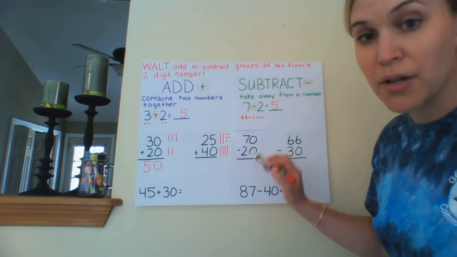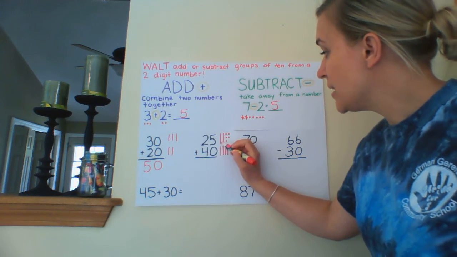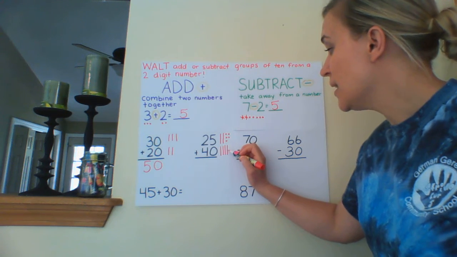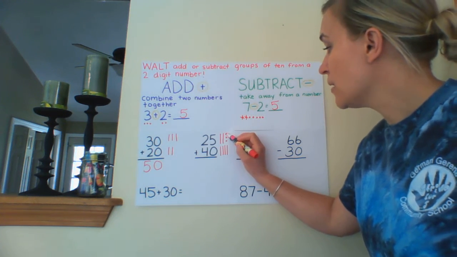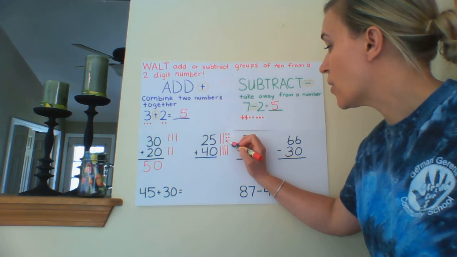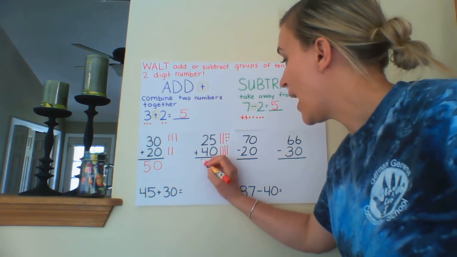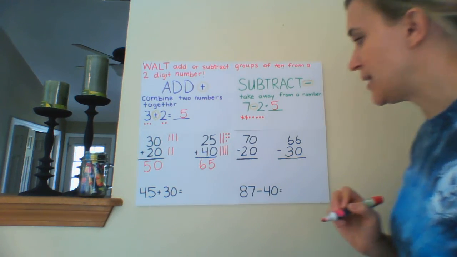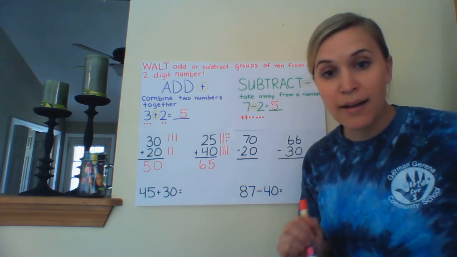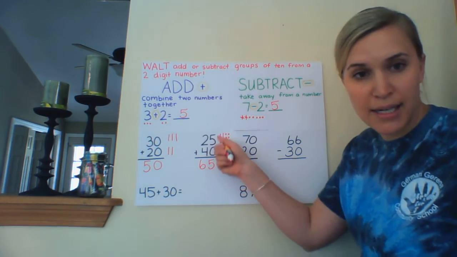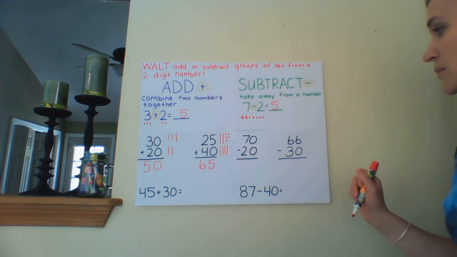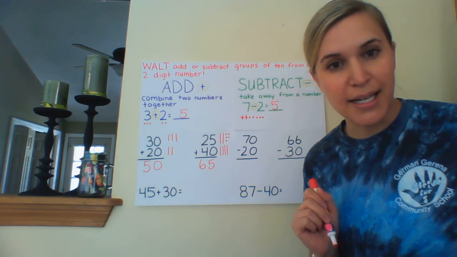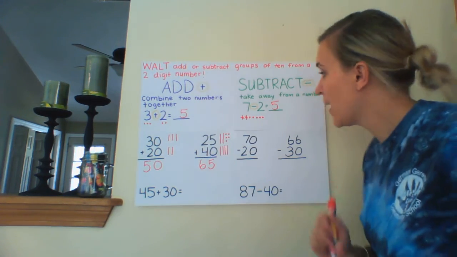I'm going to count the tens first from both numbers. 10, 20, 30, 40, 50, 60, 61, 62, 63, 64, 65. So I have 6 groups of 10 and 5 ones, which makes 65. It's important when you add that you count all of your 10 sticks. Great. So that is how you add using 10 sticks when you don't have cubes to help you.